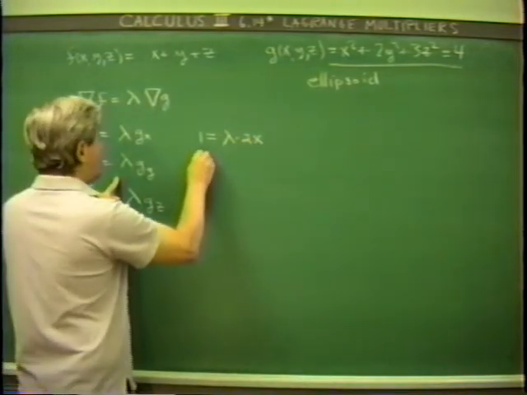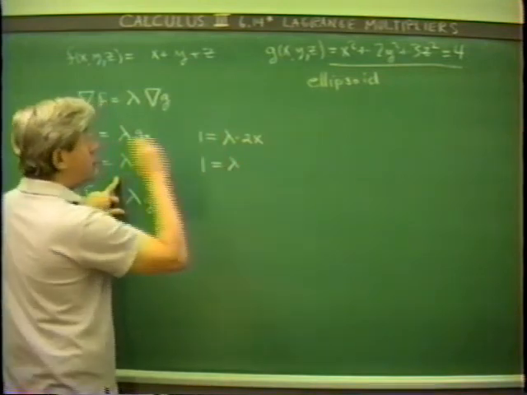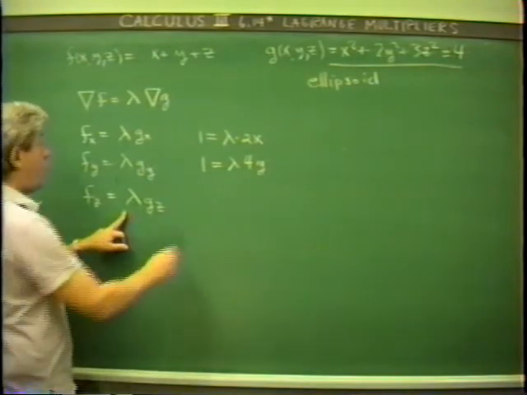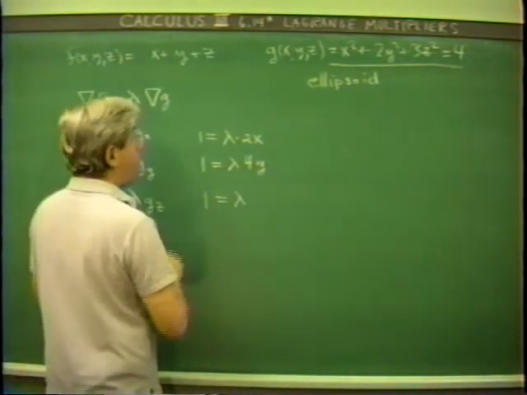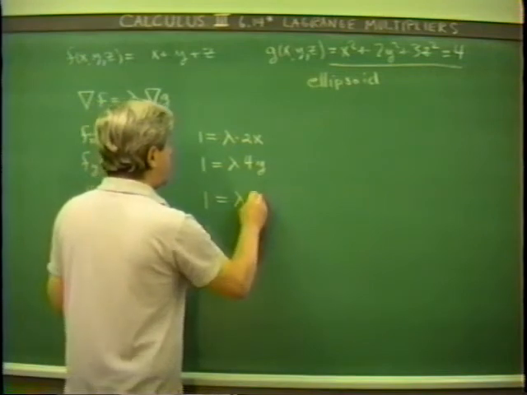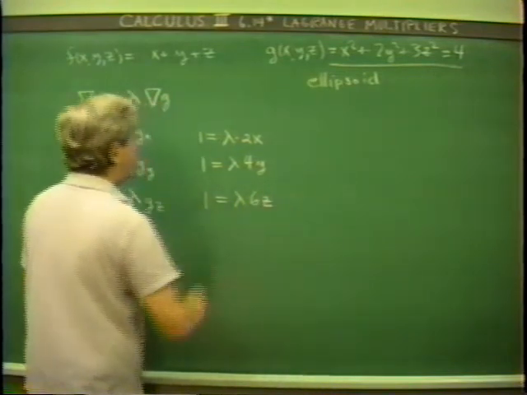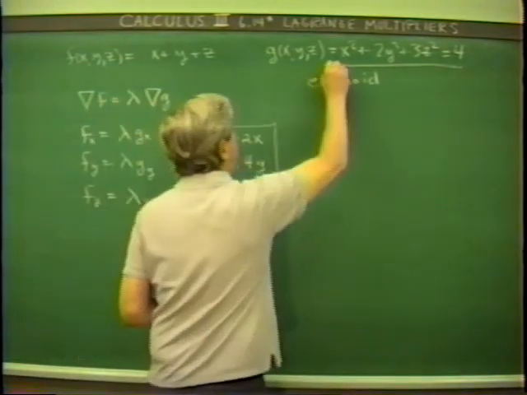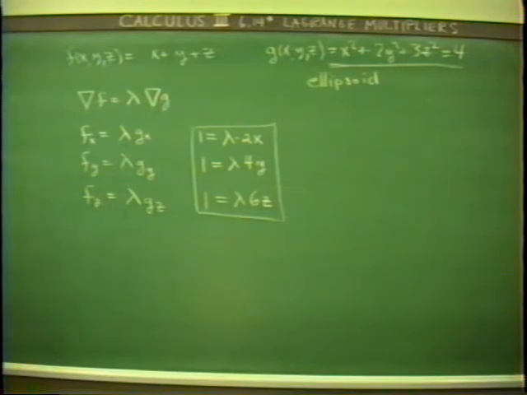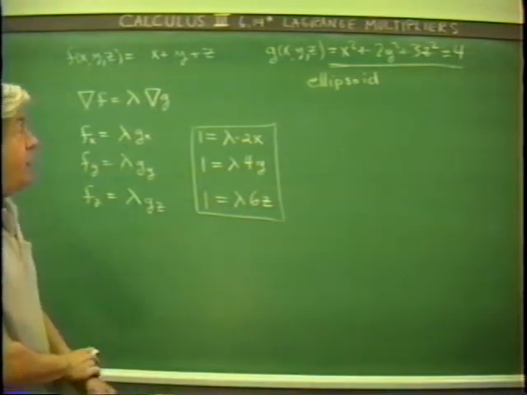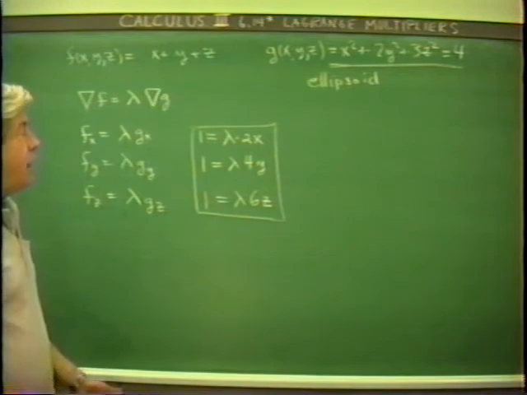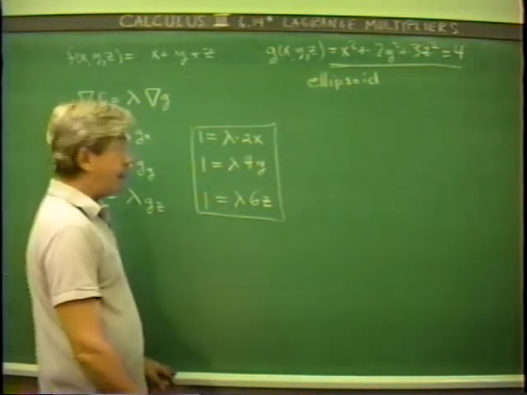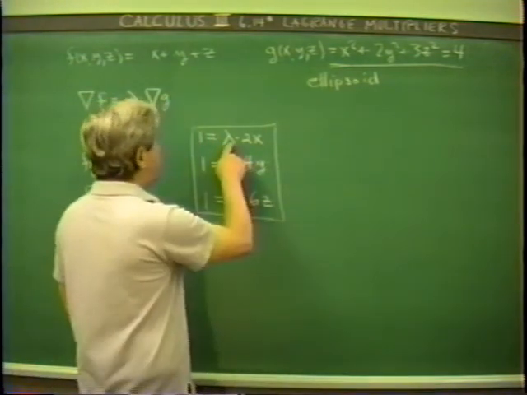All right, partial f with respect to x is 1, and that's supposed to be equal to lambda times the partial of g with respect to x, which is 2x. Partial f with respect to y is also 1, and that's supposed to be equal to lambda times the partial of g with respect to y, which is 4y. Partial f with respect to z is 1, and that's supposed to be equal to lambda times the partial of g with respect to z, which is 6z. So we've got these three equations right here, along with this one. We wish to solve them and find the possible solutions of x, y, and z, and these will be candidates for the maximum and minimum.